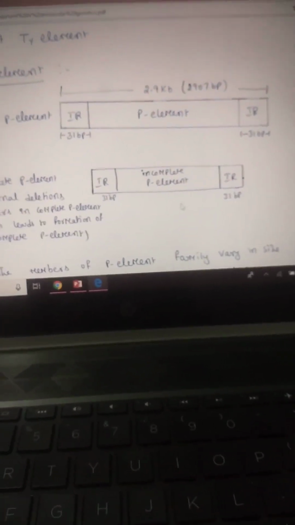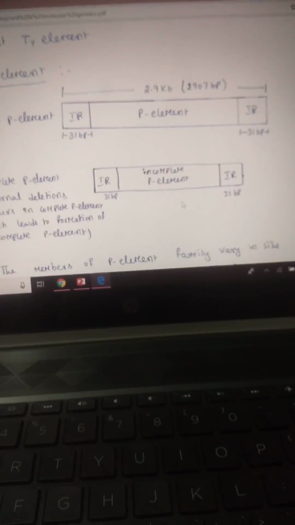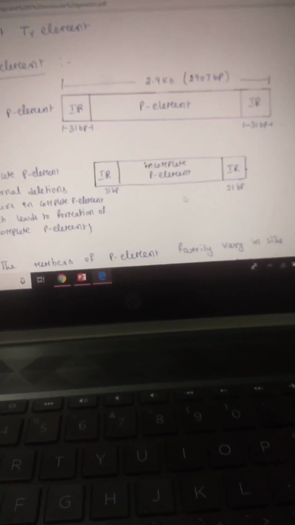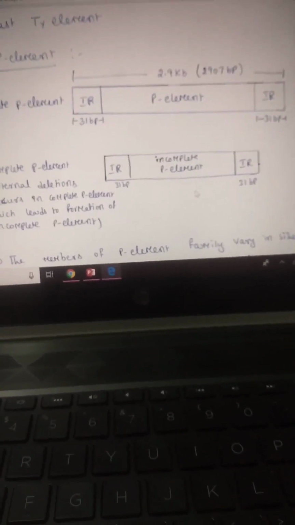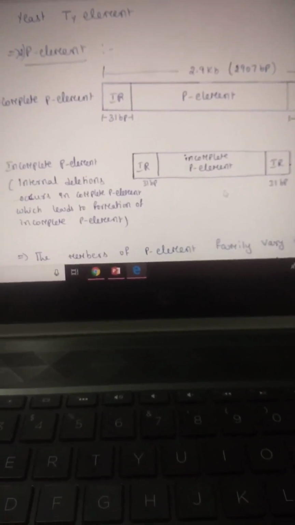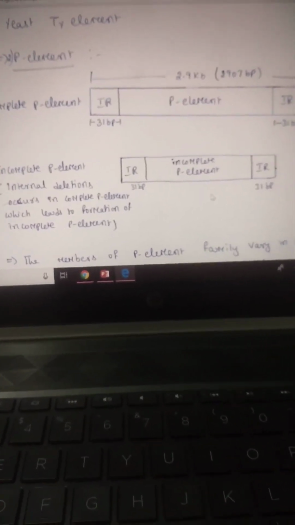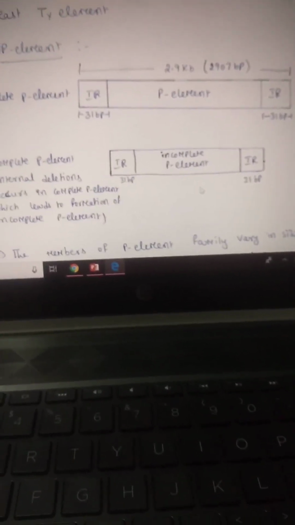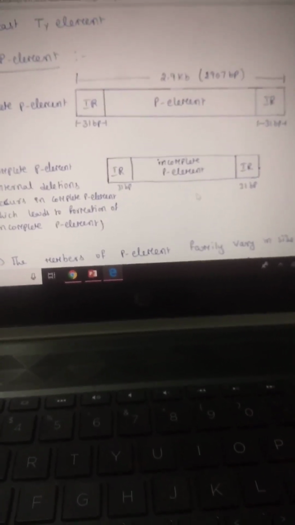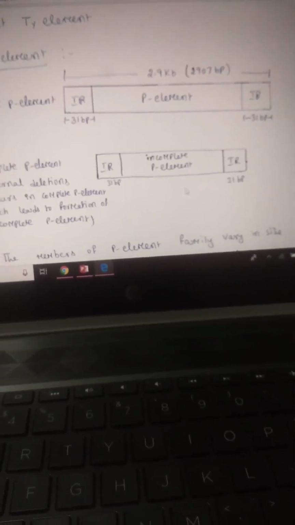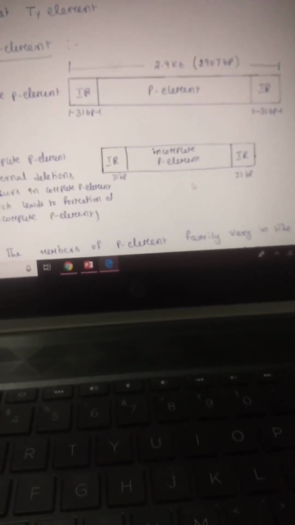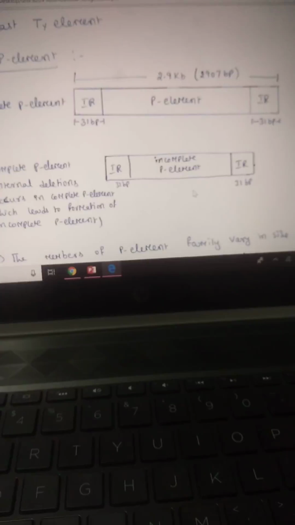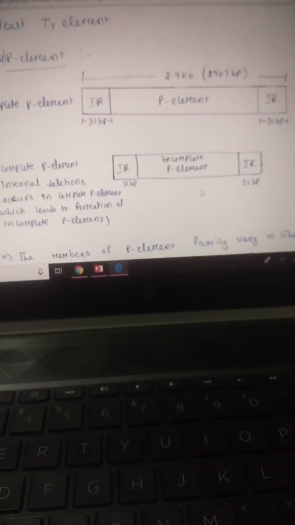The incomplete P element cannot synthesize transposase enzyme. Functional transposase enzyme cannot be produced by incomplete P elements. That's why incomplete P elements are non-autonomous elements. On its own, it cannot move from one place to another. Due to internal deletions, it cannot synthesize transposase enzyme, so it does not move from one place to another.